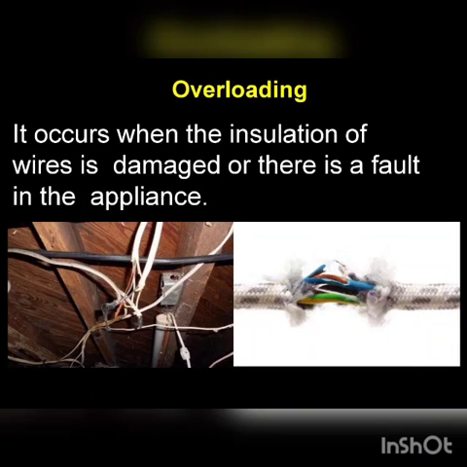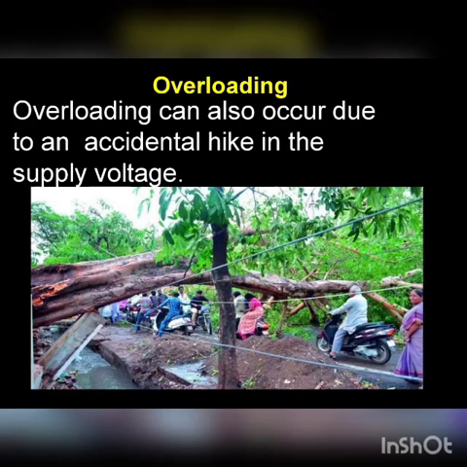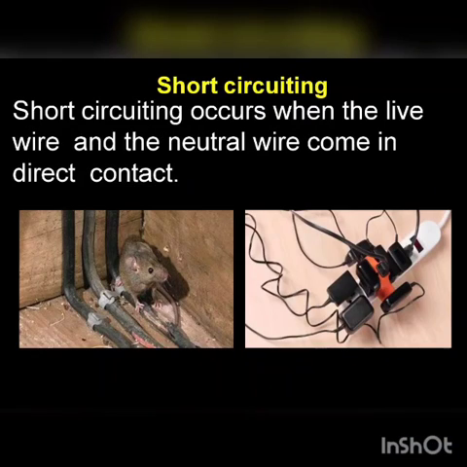Overloading: it occurs when the insulation of wires is damaged or there is a fault in the appliance. Overloading can also occur due to an accidental hike in the supply voltage. Short circuiting: short circuiting occurs when the live wire and the neutral wire come in direct contact.